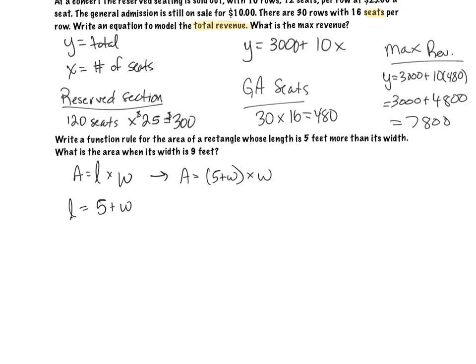Then if I want to find the area when the width is 9 feet, I'm just going to take that 9 feet and I'm going to plug it in to both of my W's. So I can say area is equal to 5 plus 9 times 9. So now I want to know what is 14 times 9.